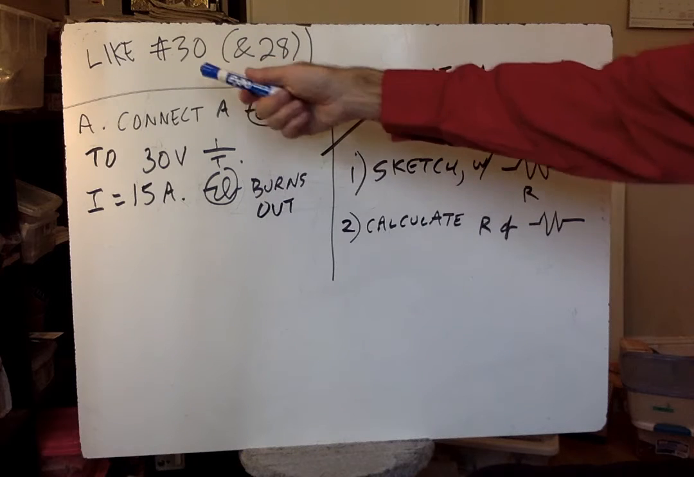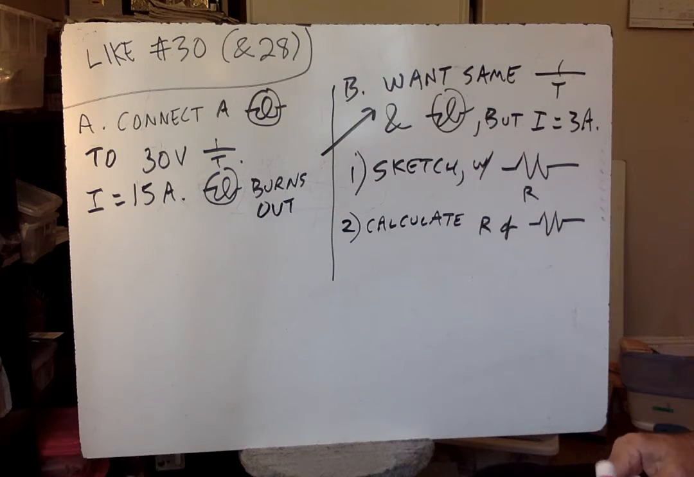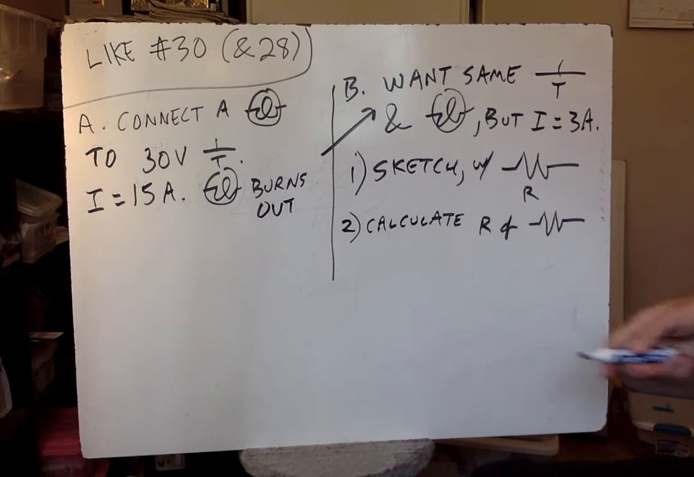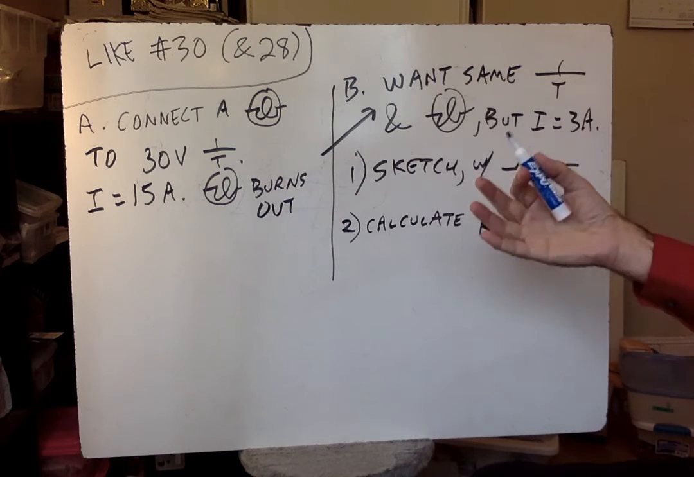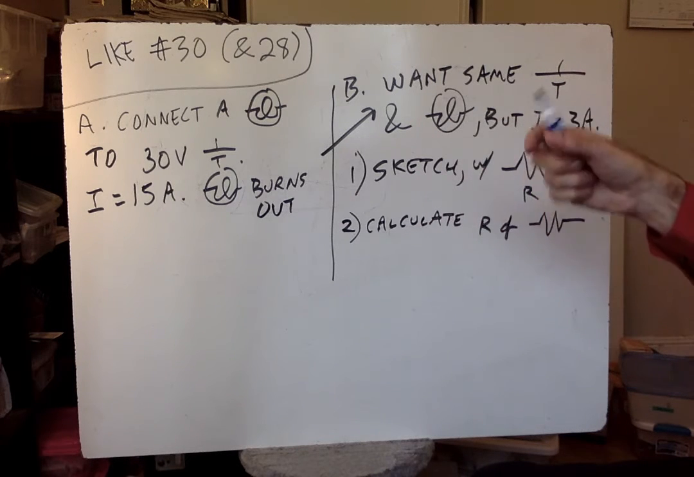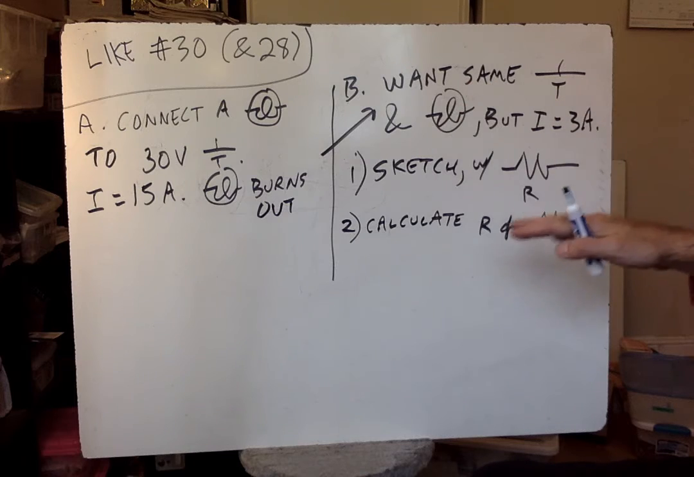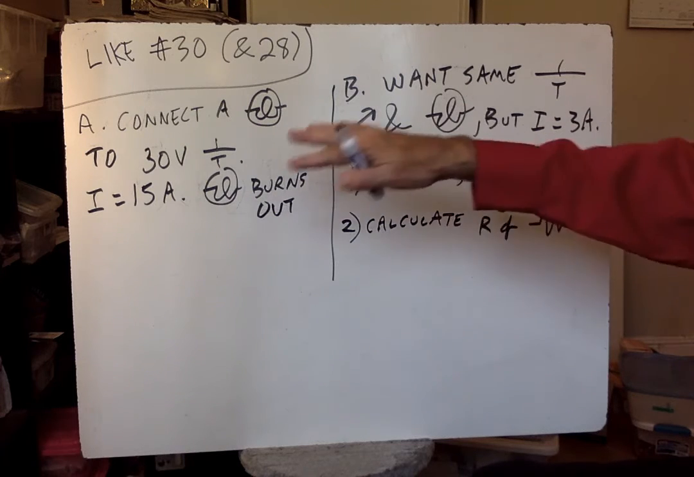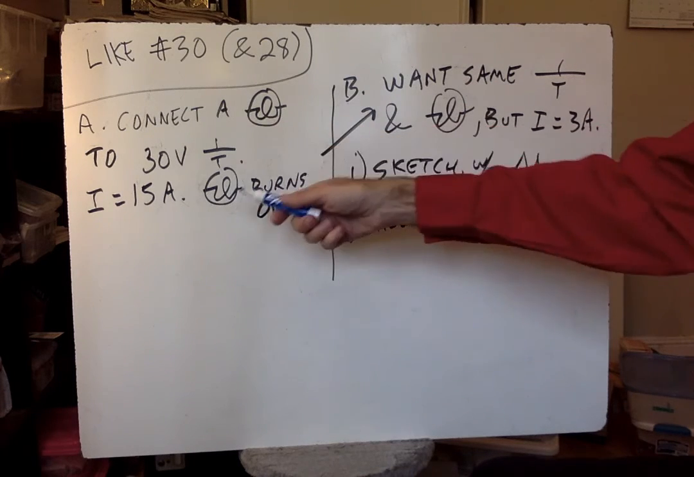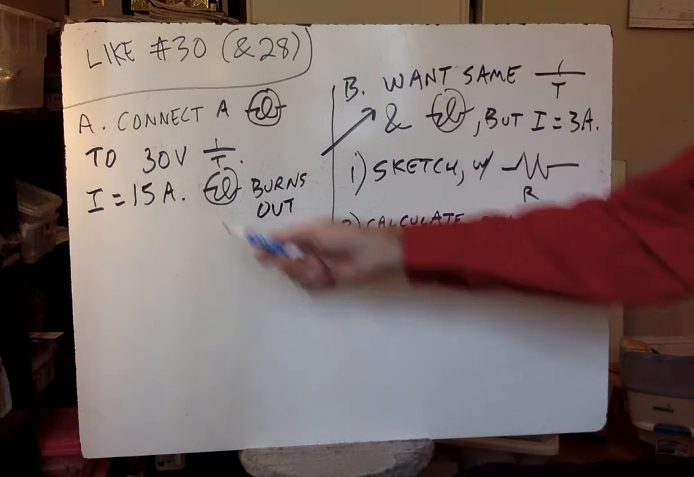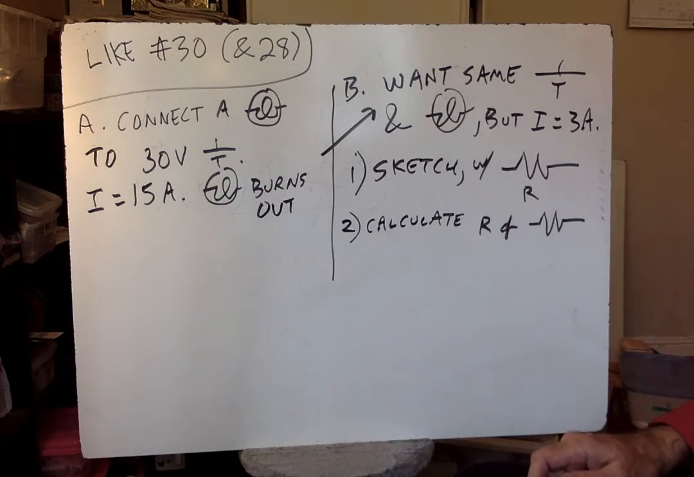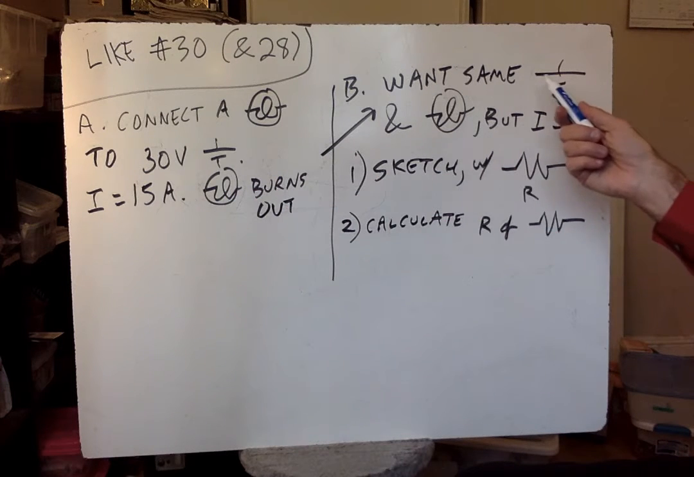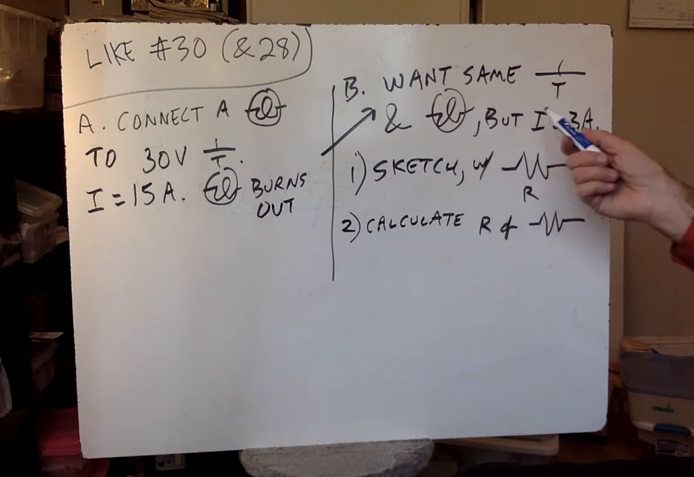It's like number 30, but if you can do number 30, you can do number 28. It's a 2-part problem. And that can be hidden from you, because the actual problem is all words. The problem won't be written like this. It's written in words. It says if you connect a light to a 30-volt battery, you get a current of 15. That's too much. The light burns out. You want the same battery and the same light, but you need the current to be only 3.